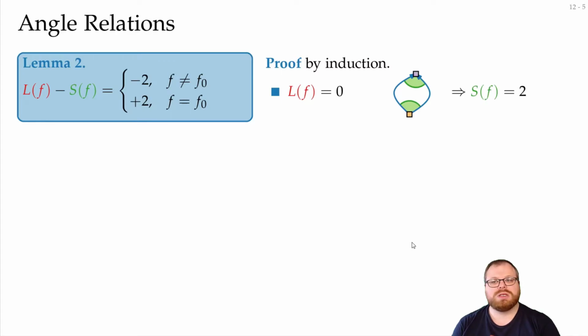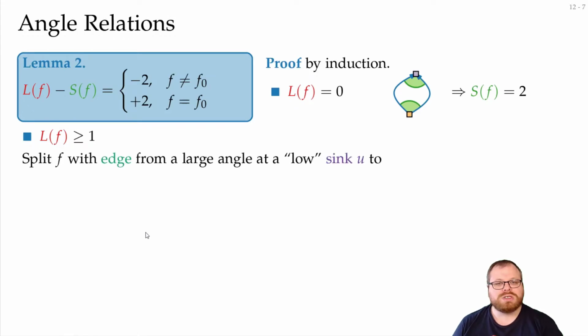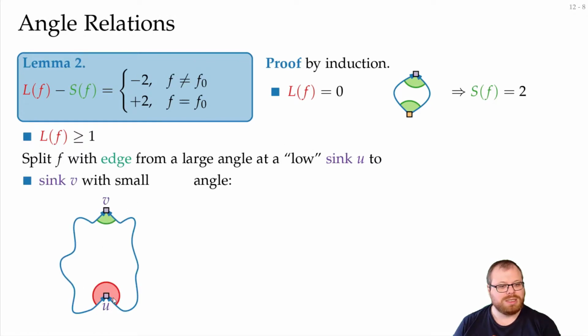Now let's assume that we proved it for some L of f and we want to show it for something larger. We want to split the face with an edge from a large angle at a low sink to some other vertex. A low sink for us is one like this that lies at the bottom. You have a large angle above it. So what can we split it with? We don't know what the other vertices here are, so we have to go through all the cases. It can be a sink or a source with small or large angle, or it can be neither of those.